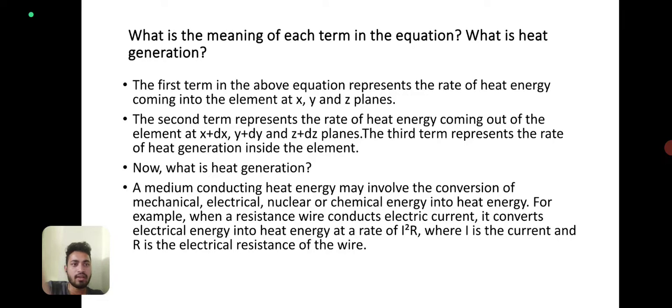The third term represents the rate of heat generation inside the element. Now, what is heat generation? A medium conducting heat energy may involve the conversion of mechanical, electrical, nuclear or chemical energy into heat energy. For example, when a resistance wire conducts electricity, it converts electrical energy into heat energy at a rate of I squared R, where I is the current and R is the electrical resistance of the wire.